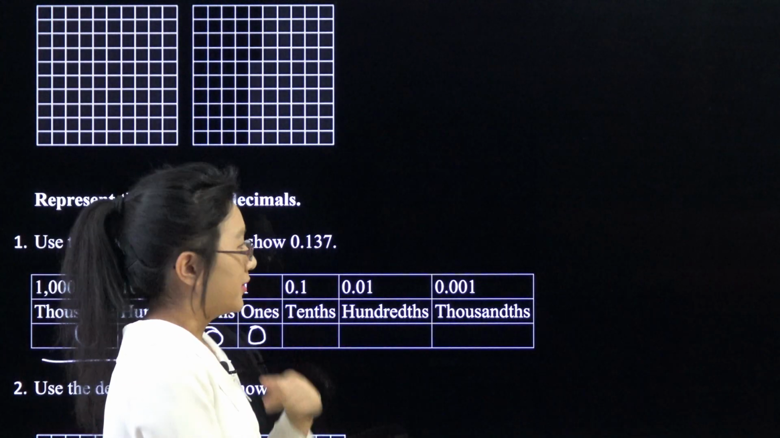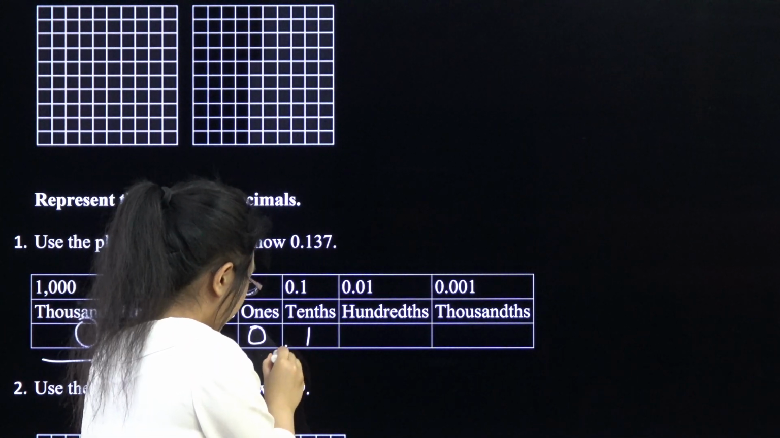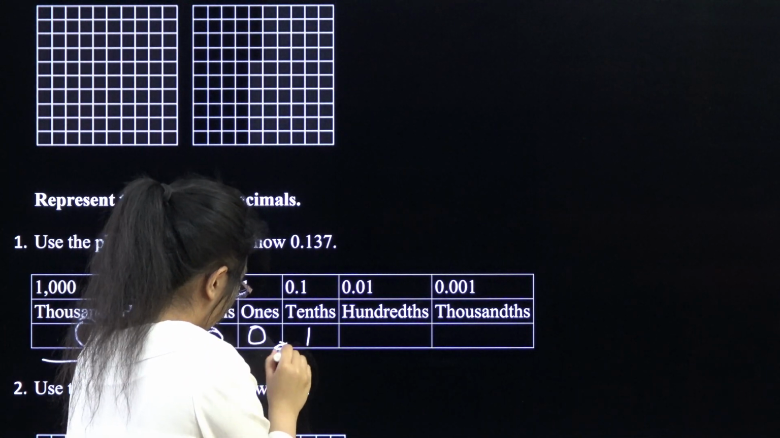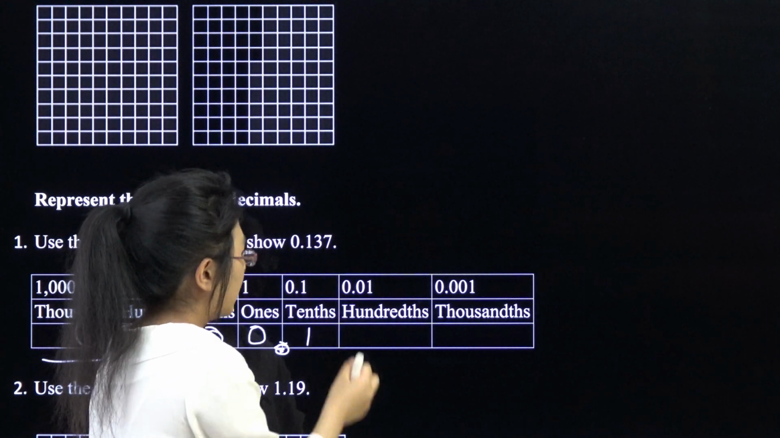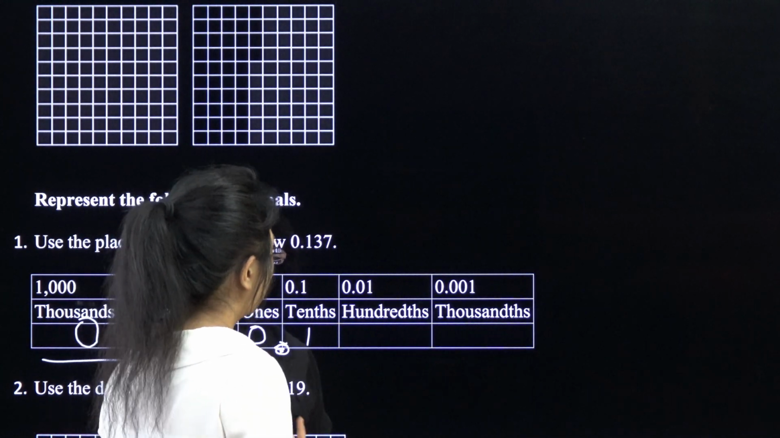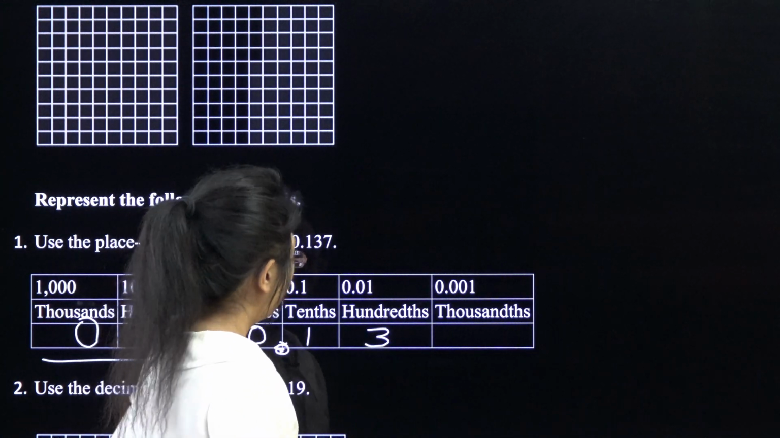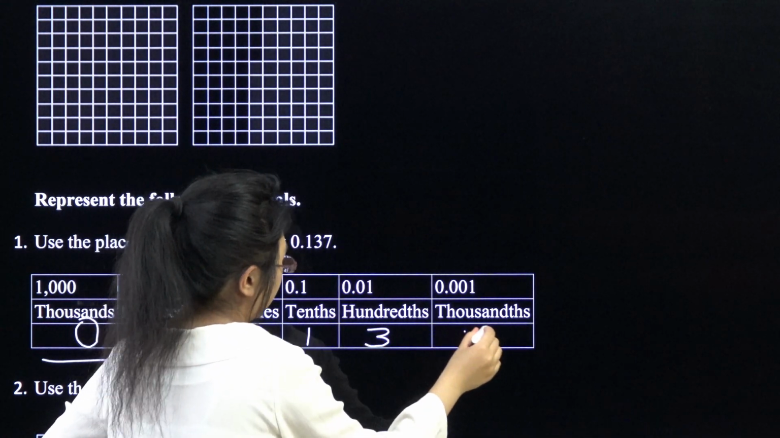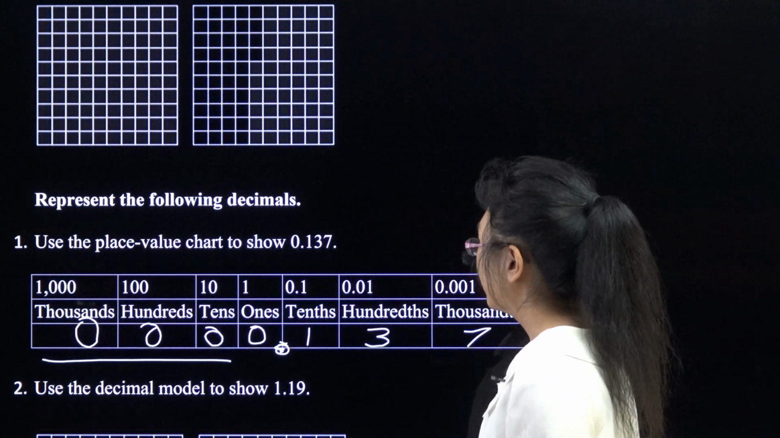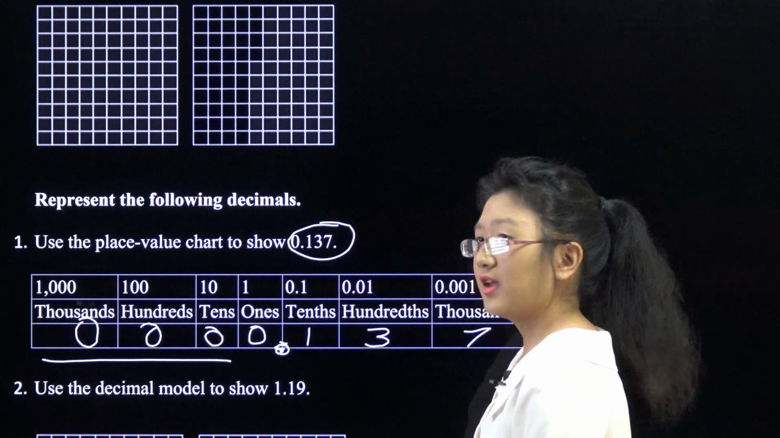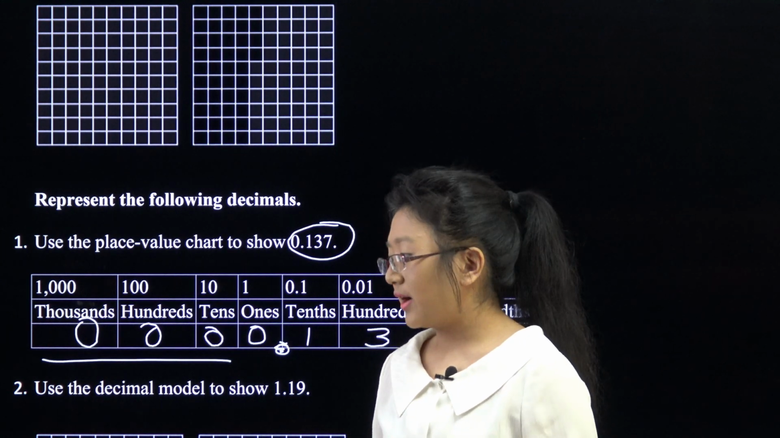And what about the tenths place? Well, there's a 1. I like to put a decimal point here just to make it clear, but to each their own. The hundredths place is 1 to the right of the tenths place, which is 3. And then we go on to the thousandths place, which is 7. This is how you would use a place value chart to represent or show this decimal, 0.137.